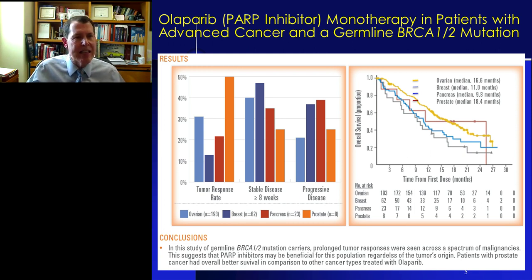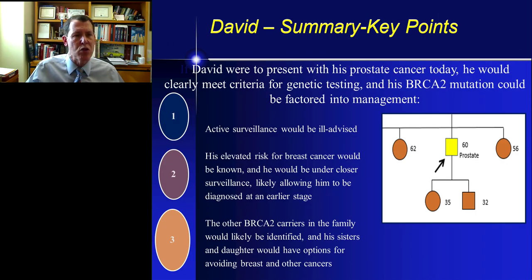So back to David and the summary and the key points. If David were to present with his prostate cancer today, he would clearly meet criteria for genetic testing and his BRCA2 mutation could be factored into management. One, active surveillance would have been ill-advised or contraindicated. Two, his elevated risk for breast cancer would be known and he would have been under closer surveillance, likely allowing him to be diagnosed at an earlier stage. And three, the other BRCA2 carriers in the family would likely have been identified and his sister and daughter would have options for avoiding breast and other cancers.